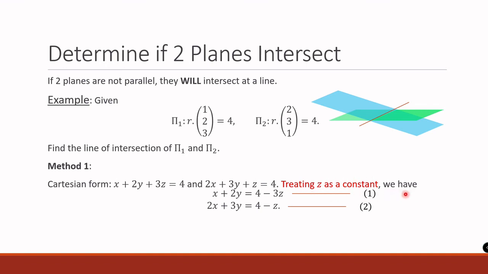Then I rewrite my equation like this. I throw all the z to the right hand side. I will have this, two equations. And then I will go on and solve for x and y in terms of z. This should be fine, right?